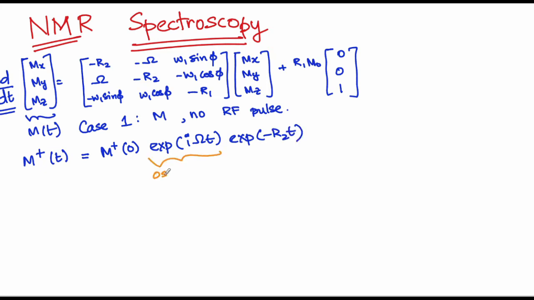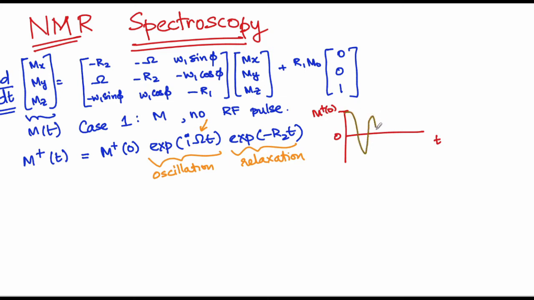This would be the oscillation that provides the frequency of interest, and this is the relaxation parameter that results in the decay of the signal. When this time domain signal is plotted as a function of time, we get an oscillation that decays over a period of time, where the decay rate is e power minus R2 t, and the oscillations provide you the desired frequency. So this signal from here on will be referred to as the free induction decay.